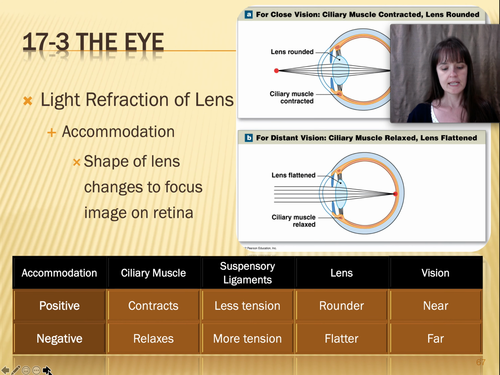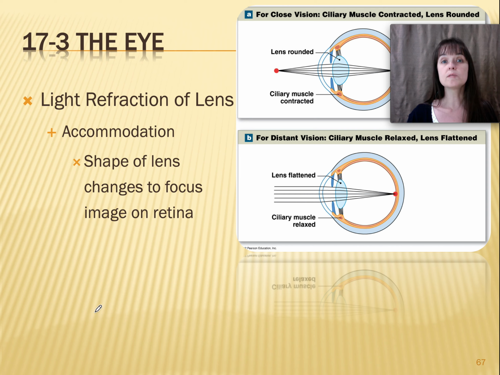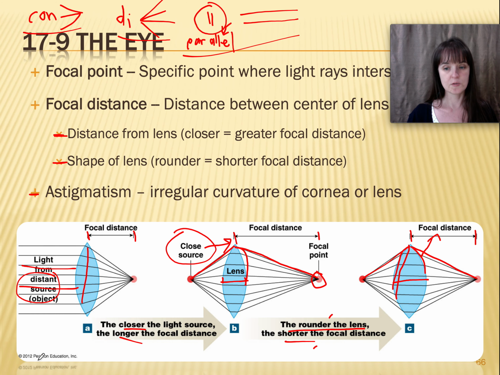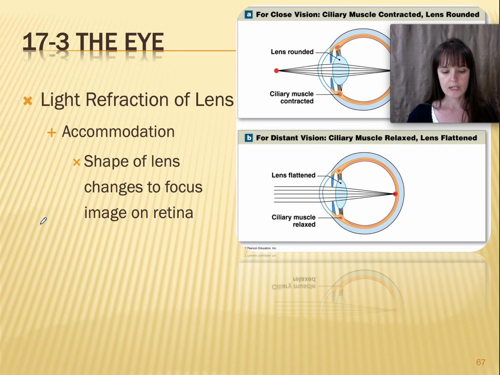the lens becomes rounder to focus on a nearby object. As we mentioned here, the rounder the lens, the shorter the focal distance. So during positive accommodation, the lens becomes rounder to focus on a nearby object. During negative accommodation, the lens becomes flatter to focus on a more distant object.